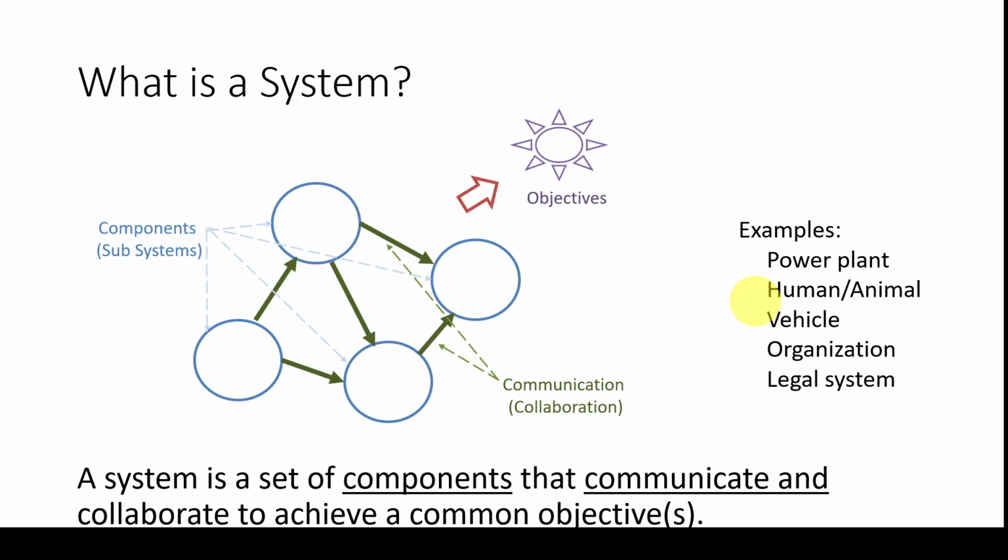A system is a set of components, or sometimes we call them a set of subsystems, that communicate and collaborate to achieve an objective or a set of specified objectives. So a set of components that communicate and collaborate to achieve a common objective, we call it a system.